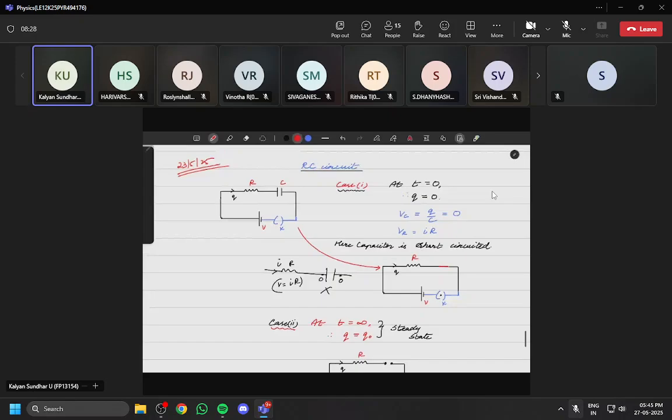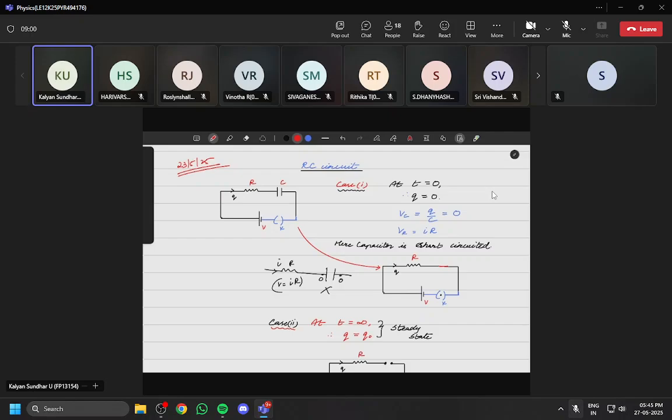So we'll be having two cases in the RC circuit, a combination of resistance and capacitance. First case, when time is equal to zero. Initially, when you just switch on, there will be only current flowing through the resistance, and initially the charge over the capacitor will be zero. Q will be zero. At steady state, the charge reaches the maximum value Q naught. So once the charge is full, there will be no flow of current.